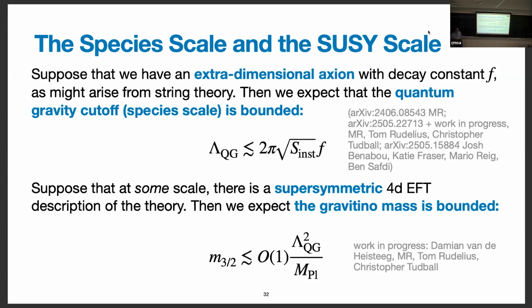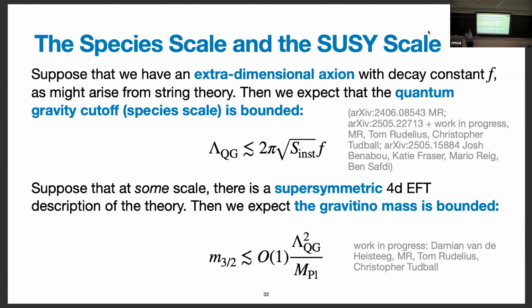Now I have a second thing I want to propose, not directly related to this, but following, if you believe this, then it's an input to this other thing, which is work that I'm doing with, again, Tom and Christopher, and also Damian van de Heisteeg, who's here, which is that suppose that at some scale there's a supersymmetric 4D EFT description. Okay, that doesn't have to happen. Maybe we start with a fundamentally non-supersymmetric theory in the UV, but suppose that we have 4D supersymmetry at some scale. Then in theories like that are consistent with the world that we live in, we claim that the gravitino mass seems to be bounded by the species scale squared divided by the Planck scale.